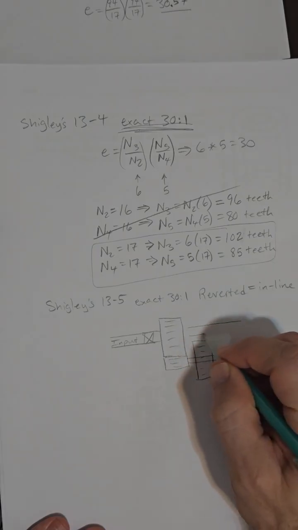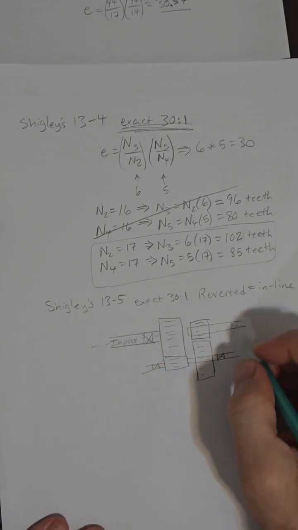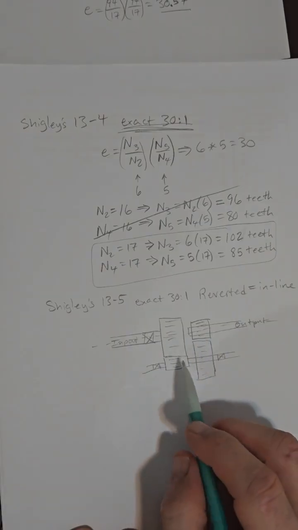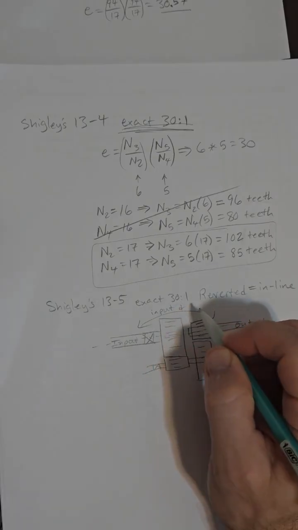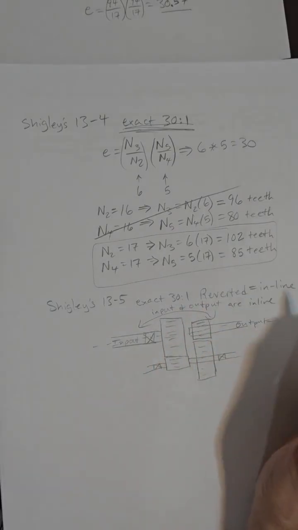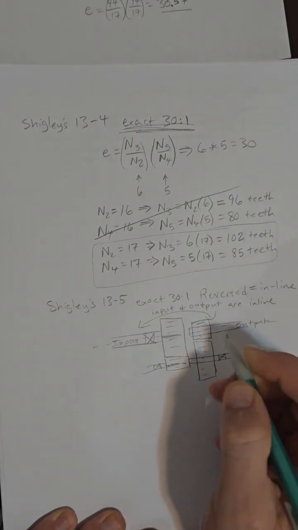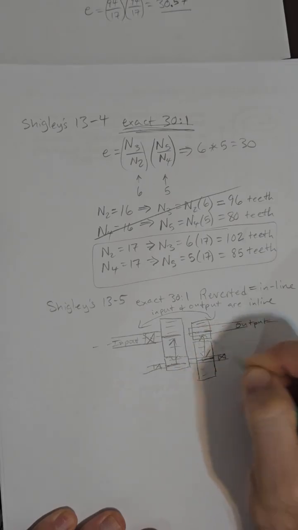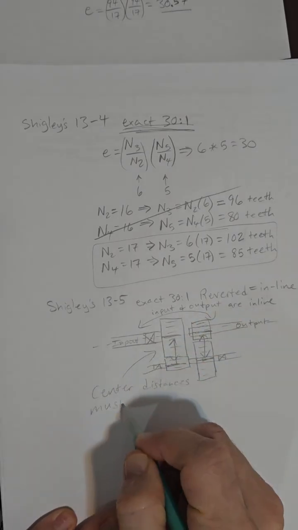Then we have our next big input. And for reverted, what that means is that the input and the output shaft are in line, like you have for transmissions and quite a few other applications. So input and output are in line. Well, what does that mean? That means that from here to here has to match from here to here. Those are called the center distances. So the center distances must match.